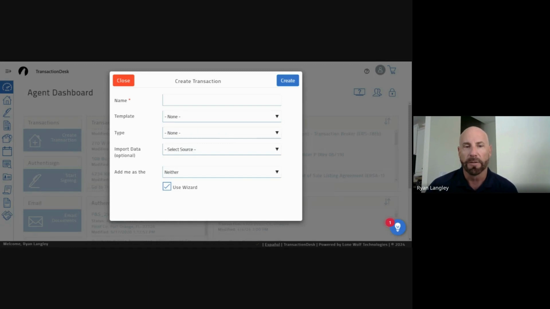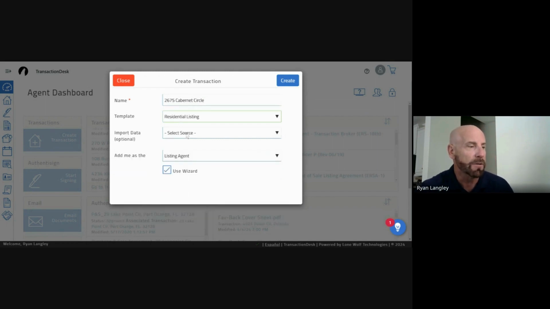Transaction Desk is my preferred one. I don't care what you do. I like to use Transaction Desk because I can answer questions on it a lot easier, just have a lot more experience with it. Name of this is 2675 Cabernet Circle. That is a property that I used to own. So I knew it existed.